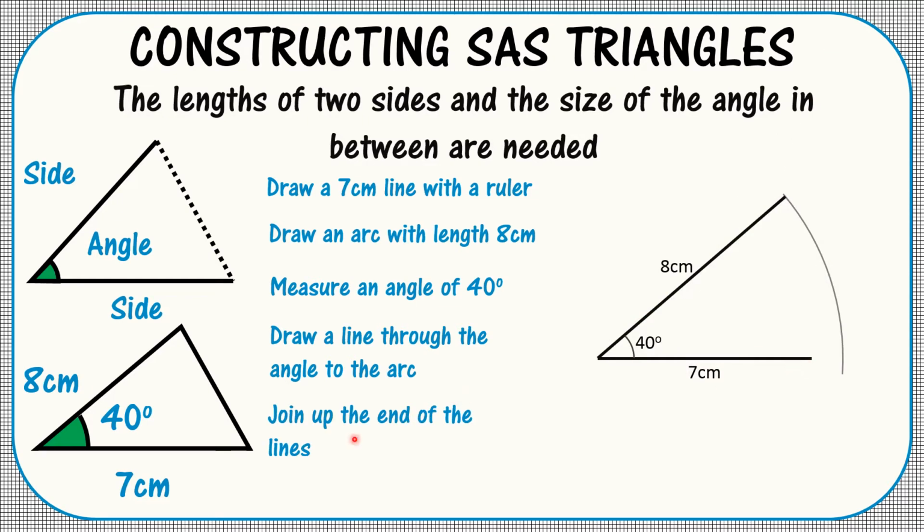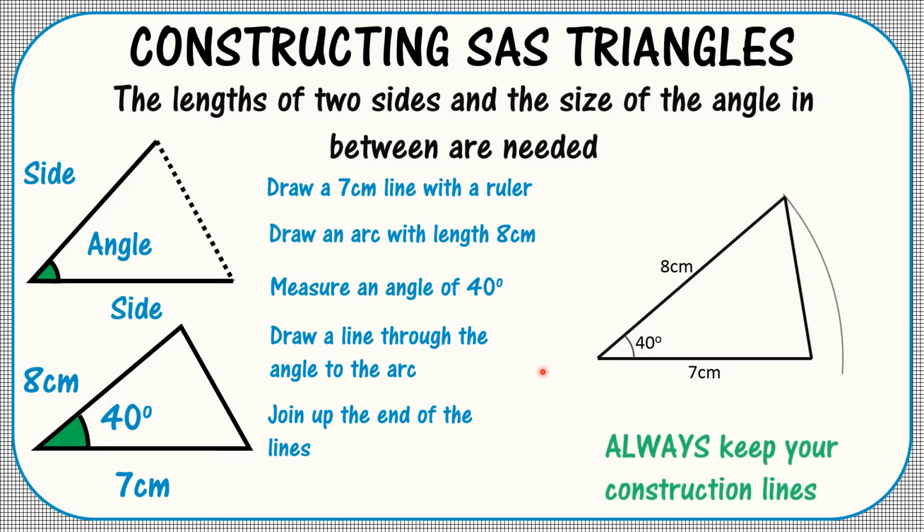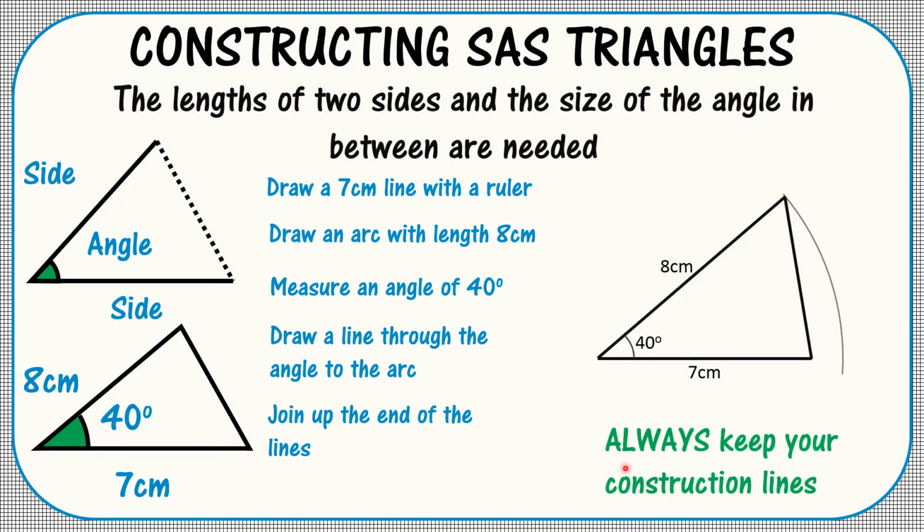And the final step is you will join up the ends of the line. So you will join this end with this end, and we have successfully constructed this triangle. What you need to remember is always keep your construction lines. Do not rub these construction lines out, as you will get marks for these.